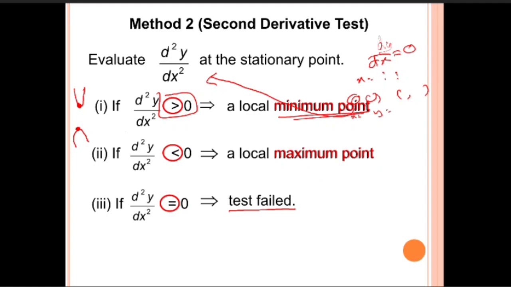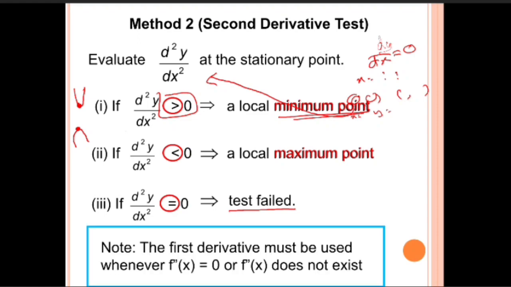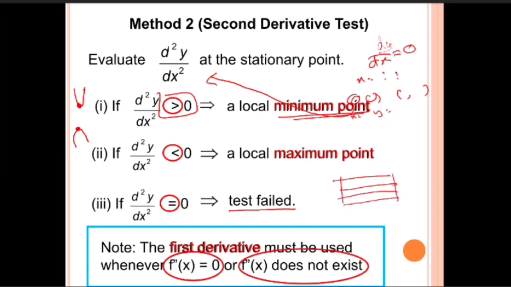And how are we going to make sure that it's not a maximum point or a minimum point? We have to do the first derivative test. So you have to do that box again of that first derivative test with the stationary points inside it. You must also do the first derivative test if f prime does not exist. Remember, when you get these two conditions, you have to do the first derivative test, which is the table that you have learned in the previous lectures.